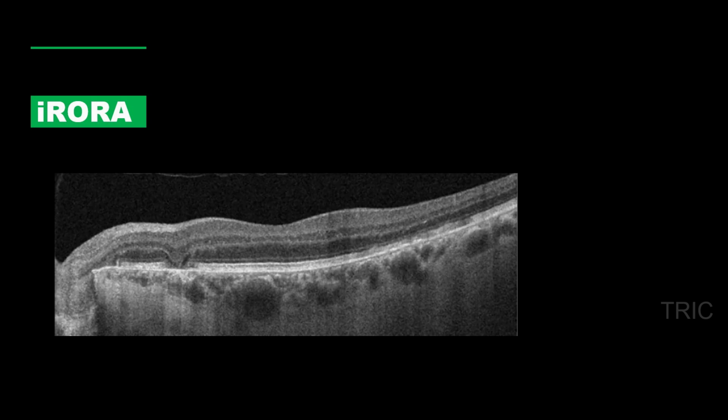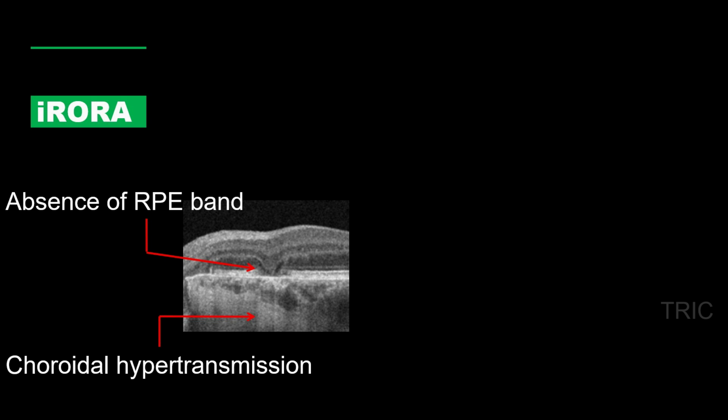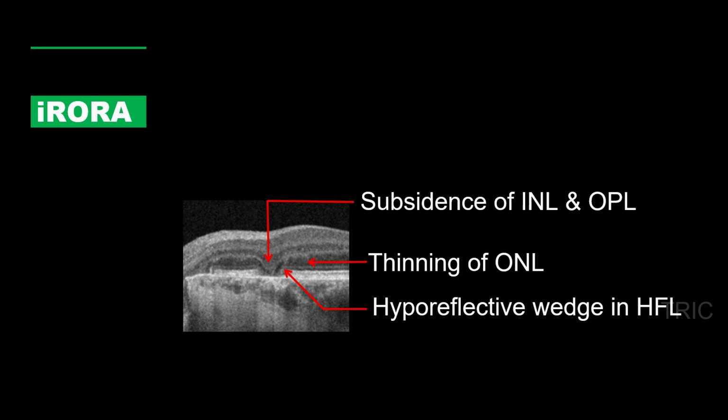Here is another example of iRORA. The area of interest is marked by red markers. We can see that there is a gap in the RPE band. Faint choroidal hypertransmission is seen posteriorly. The INL and OPL can be seen dipping towards the absent RPE band. ONL is also thinned out as it approaches area of absent RPE band. A hyporeflective wedge on the side of subsiding OPL is located in the Henle fiber layer.